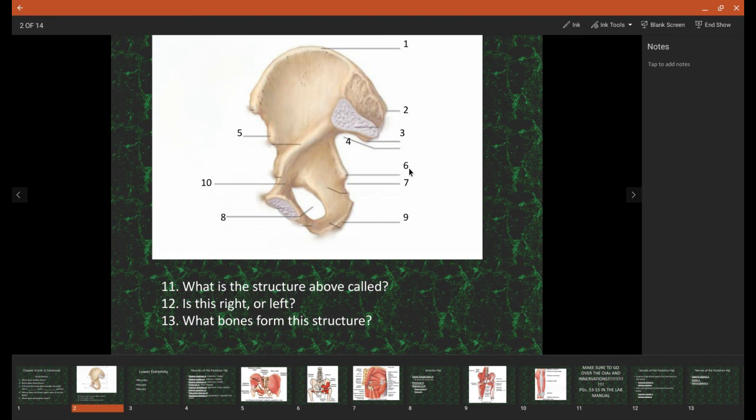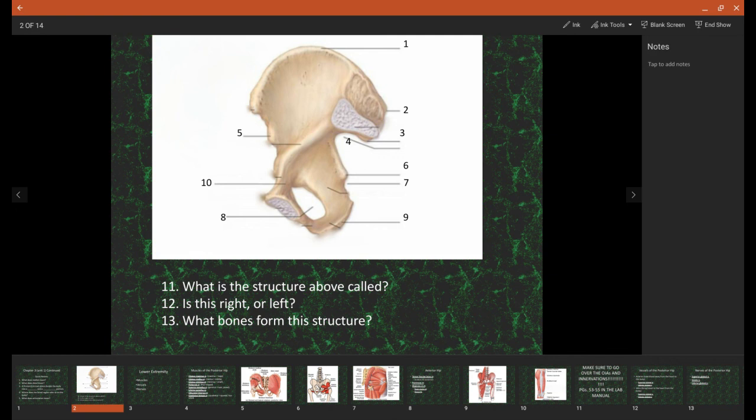Number 6 will be the ischial spine. Number 7 will be the lesser sciatic notch. Number 8 will be the obturator foramen. Number 9 will be the ischial tuberosity. And then number 10 will be the superior pubic ramus. Now number 11, this entire structure is going to be called an os coxa.